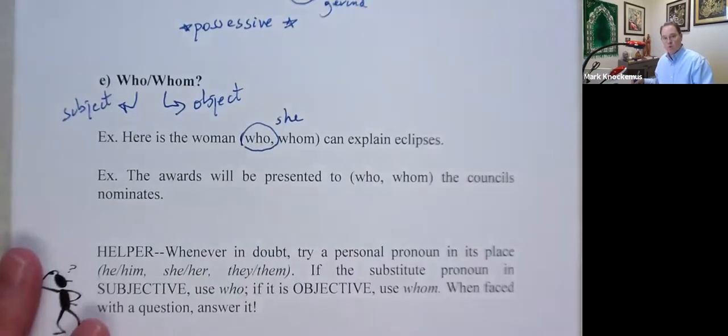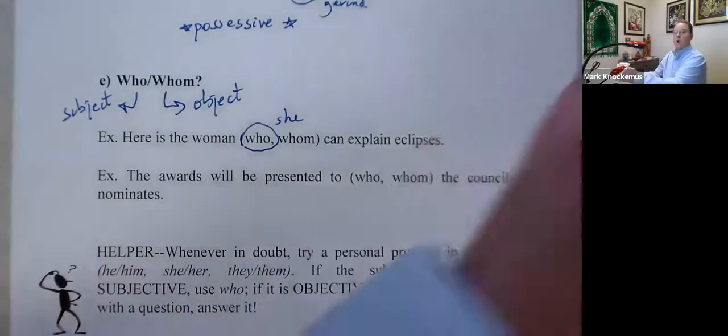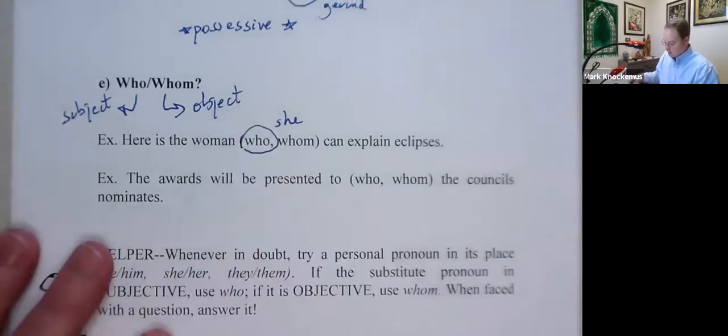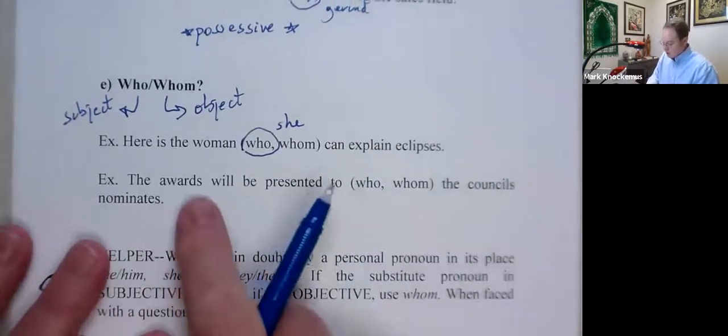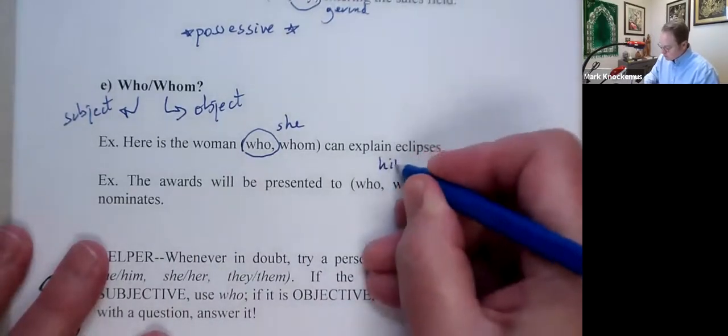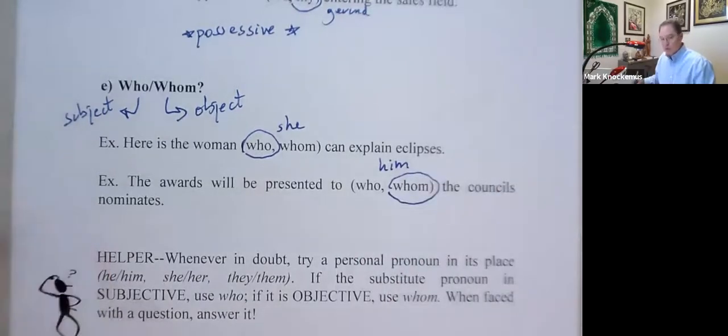The awards will be presented to blank the council nominates. So here we have an award on my favorite coffee cup, right? Oh, thank you. What happened? I received that. I received it. So that means it's an object. We can substitute. The awards we presented to him. You wouldn't say the awards we presented to he. No.